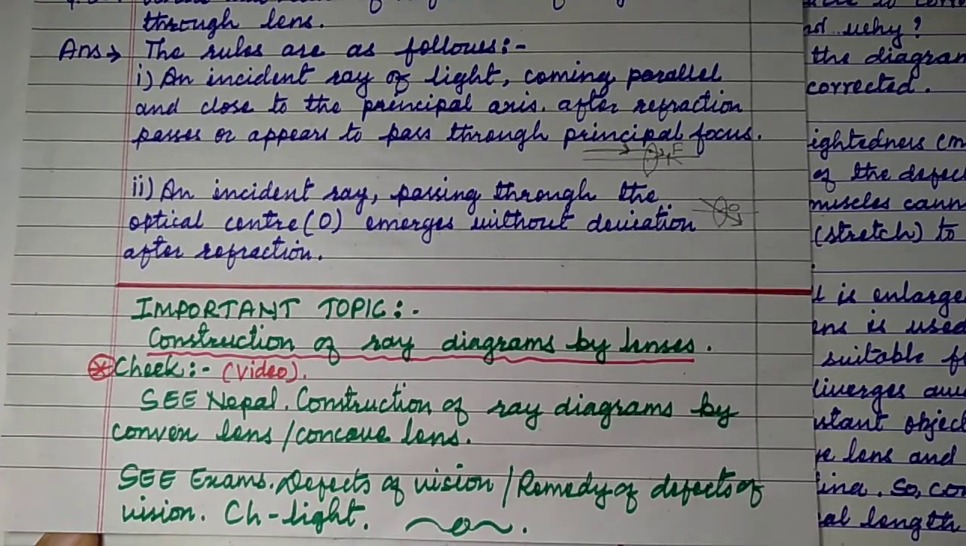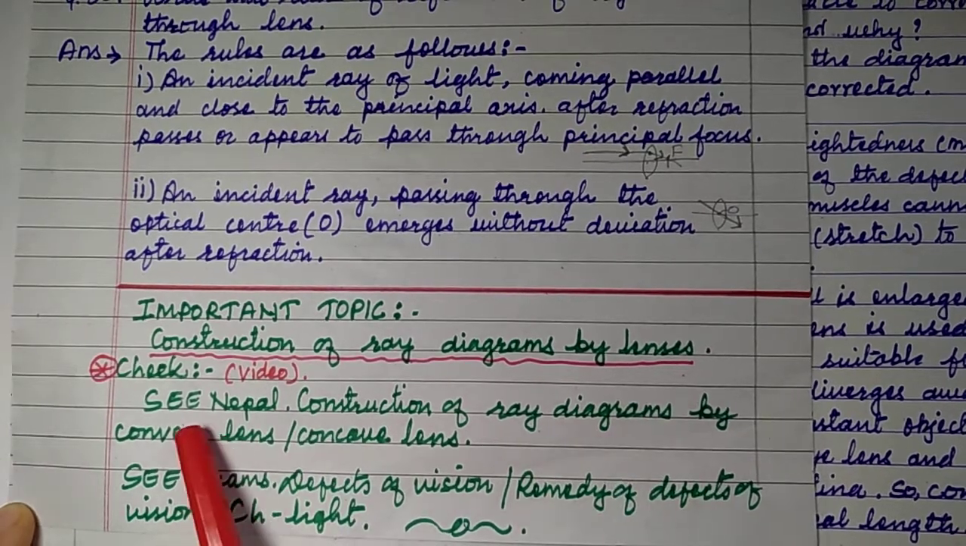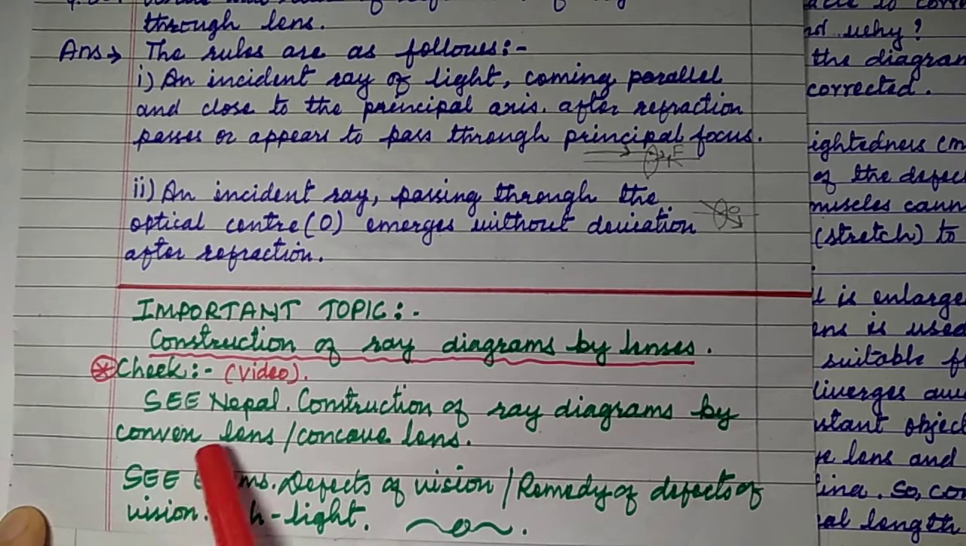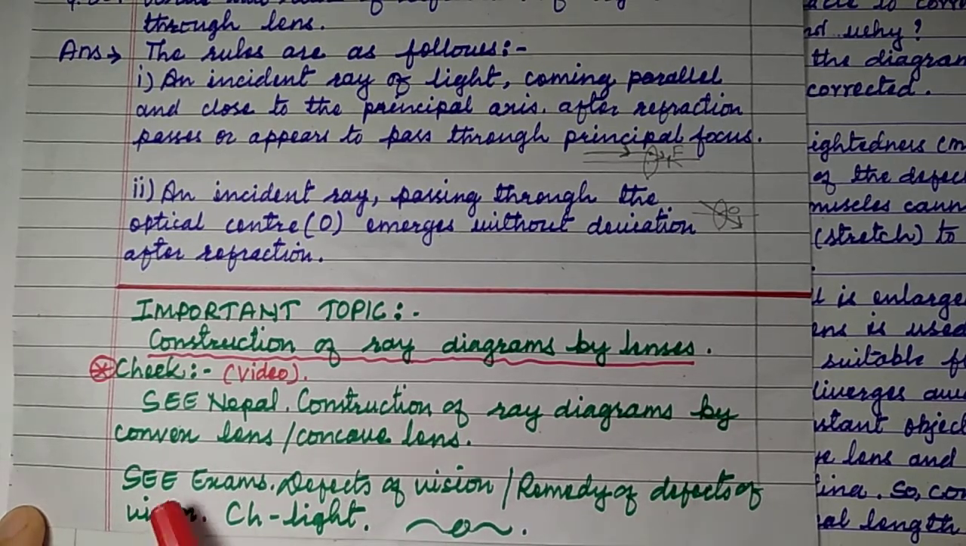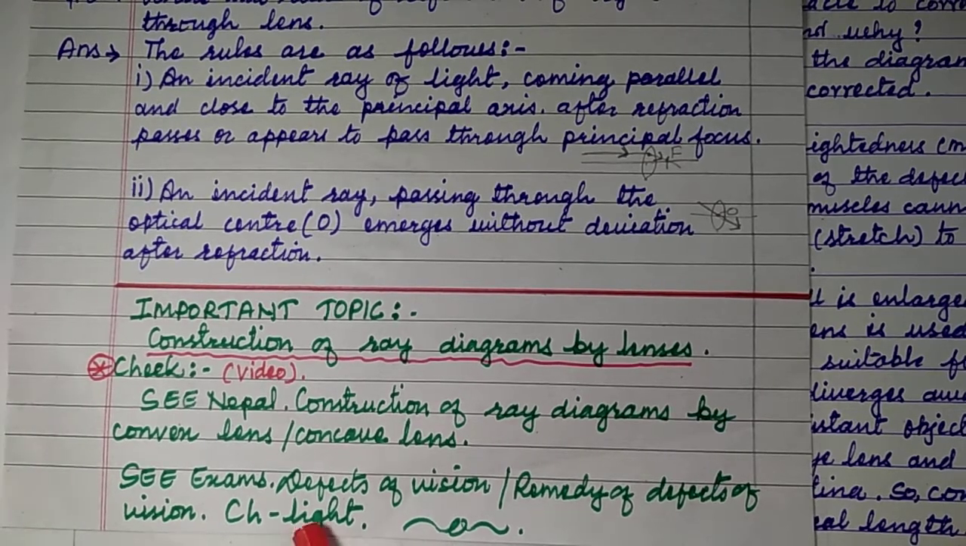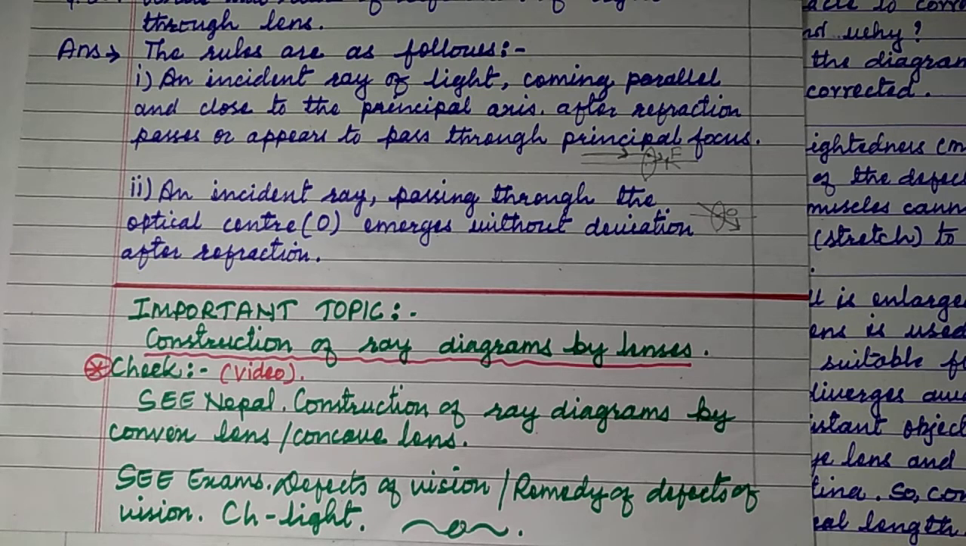Here, construction of ray diagram is an important part. Construction of ray diagram by lenses is important. It is already done in the previous video. You can check the video, SEE Nepal, construction of ray diagram by convex lens and concave lens. And for the defects of vision, you can see the SEE exams video, defects of vision, remedy of the defects of vision, chapter light. So with this we finish the revision of part 2 chapter light. We will do numerical problems in the next video.